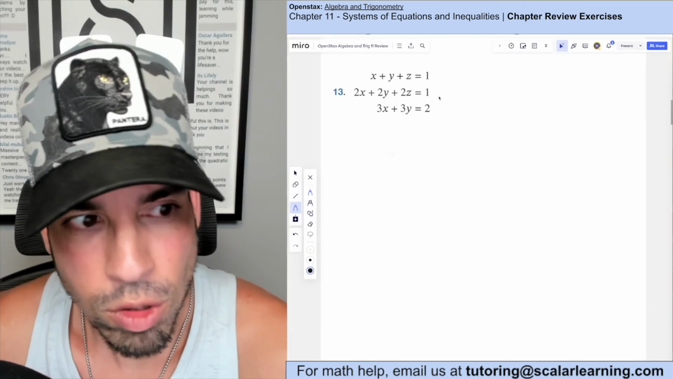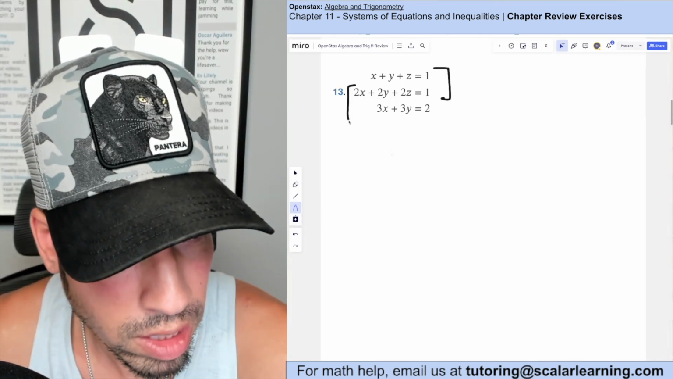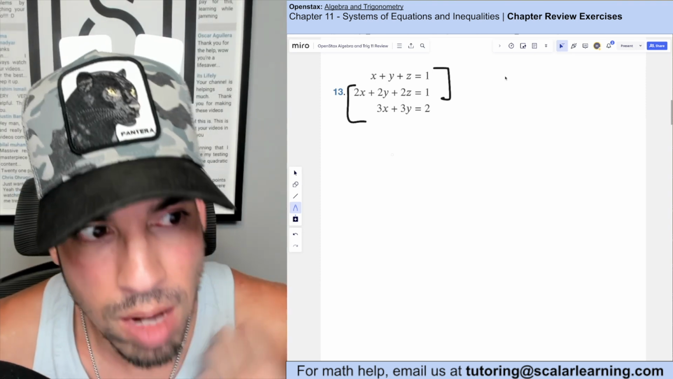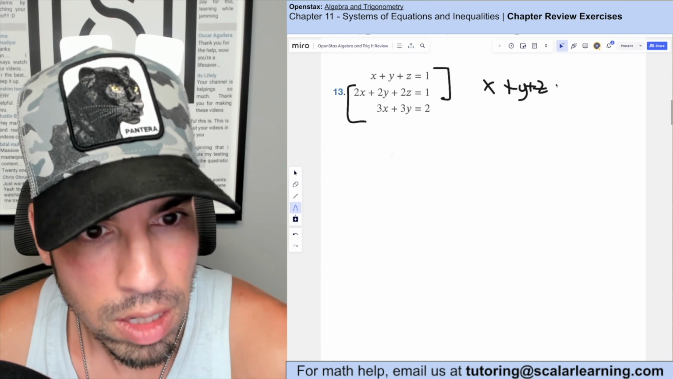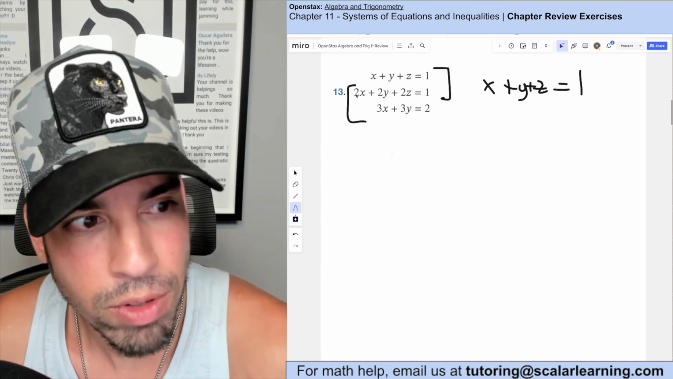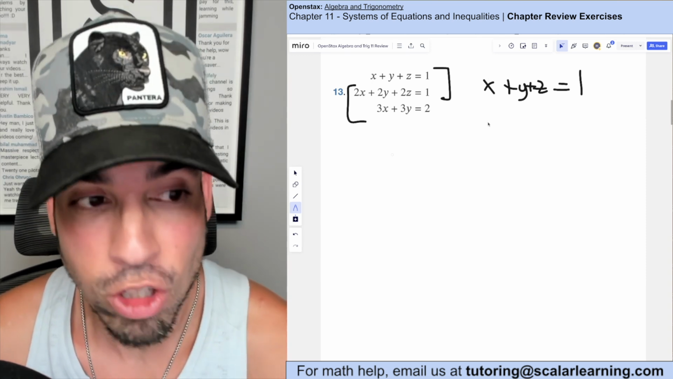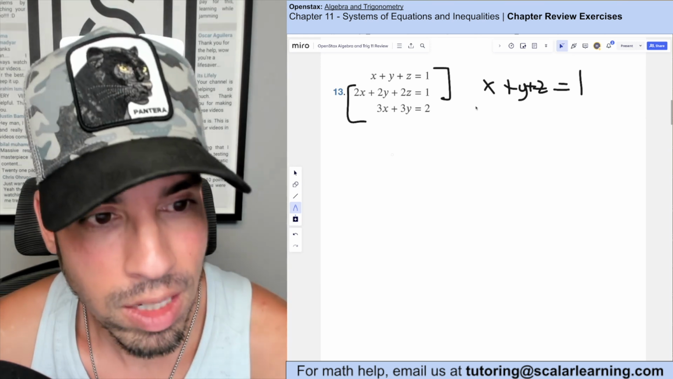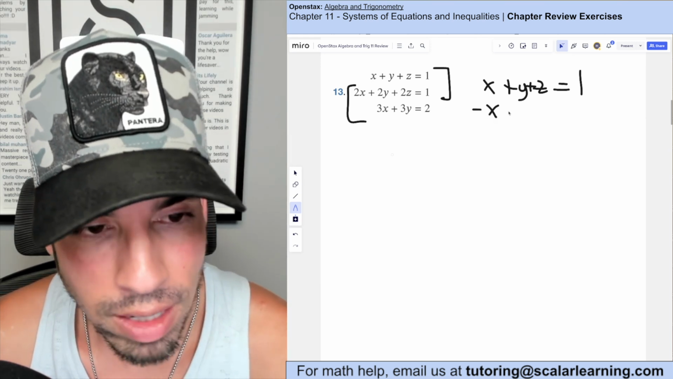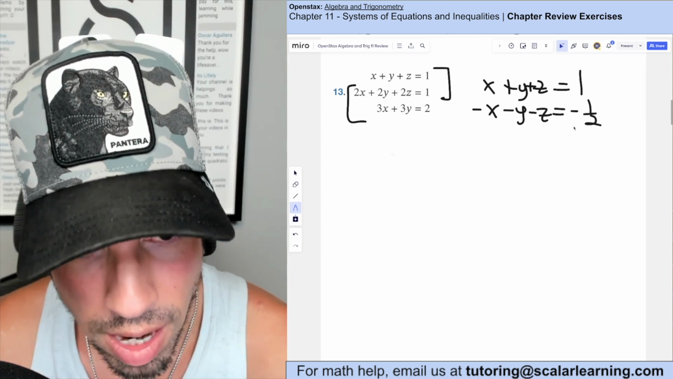Done. So for this one, right off the bat, again, we're going to separate into two groups, okay? That's what I like to do. We're going to start with the top two equations. So I get x plus y plus z equals 1. And for the bottom one, I can leave it as is, but since I'm probably going to do elimination and try to eliminate one of the variables, I'm going to divide the entire bottom one by negative 2. So I get negative x minus y minus z equals negative 1/2, okay?